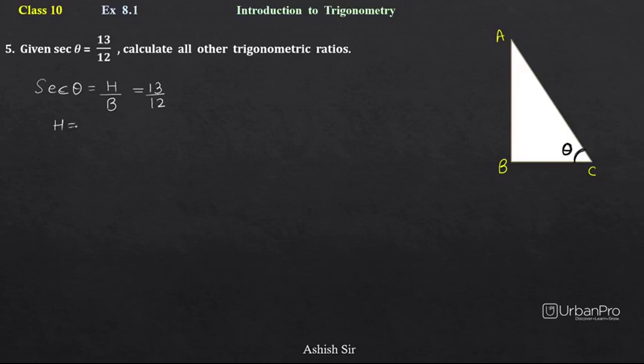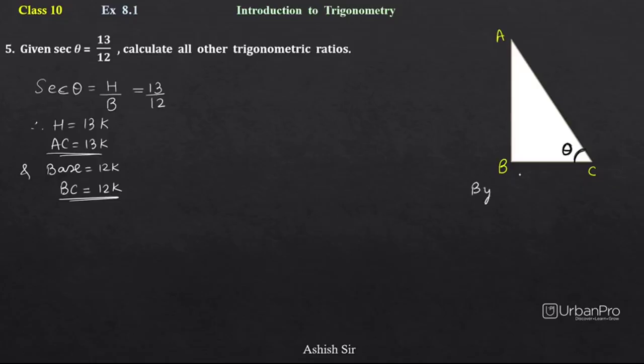So hypotenuse we can take as 13k. In our case, in the triangle ABC, hypotenuse will be AC, that we can take as 13k. And base we can take as 12k from the ratio. So in the triangle, base would be BC, that we can take as 12k. Now before finding other ratios, we have to find out the remaining side. We mark it up here, BC as 12k, AC as 13k. The required side is AB.